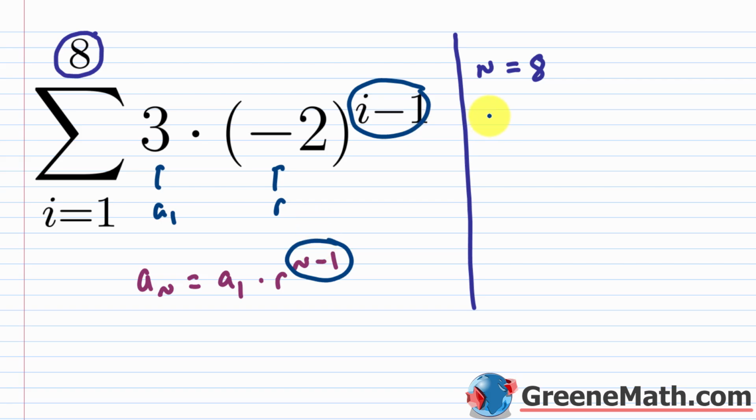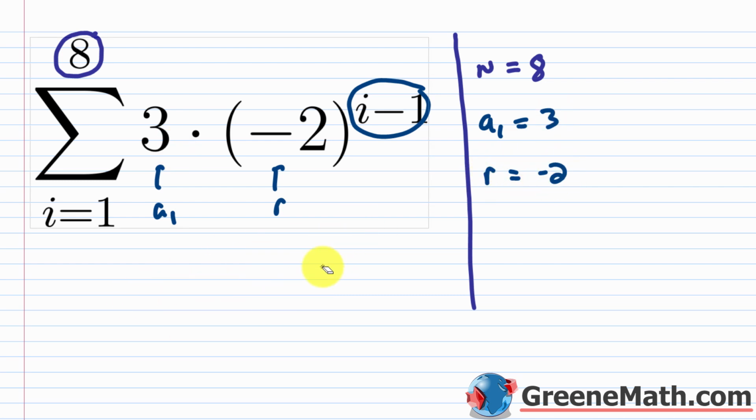So your a sub 1 is just going to be 3, and then your r is going to be negative 2. And again, you can see that because if I plugged in a 1 for I there, 1 minus 1 is 0. Negative 2, again, to the power of 0 is 1. So you get 3 times 1, which is 3. So what is the value of this sum in here when I is equal to 1? Well, it's going to be 3. So again, that's your a sub 1 value.